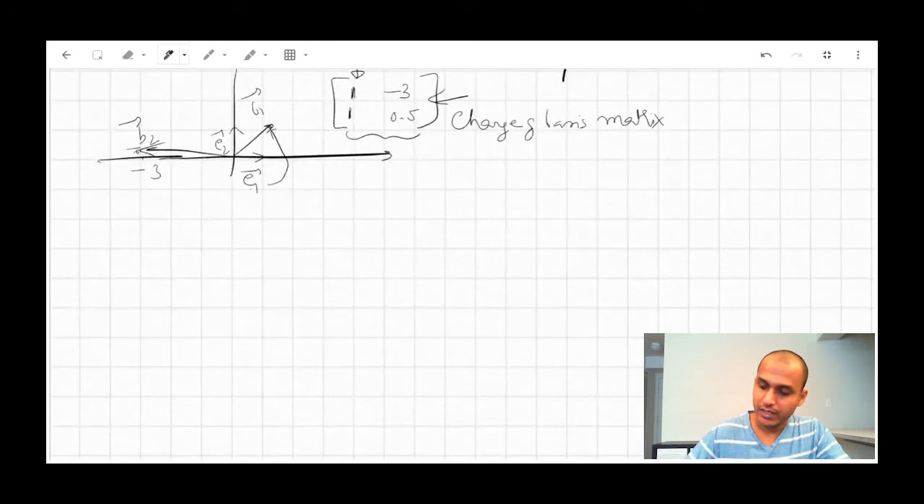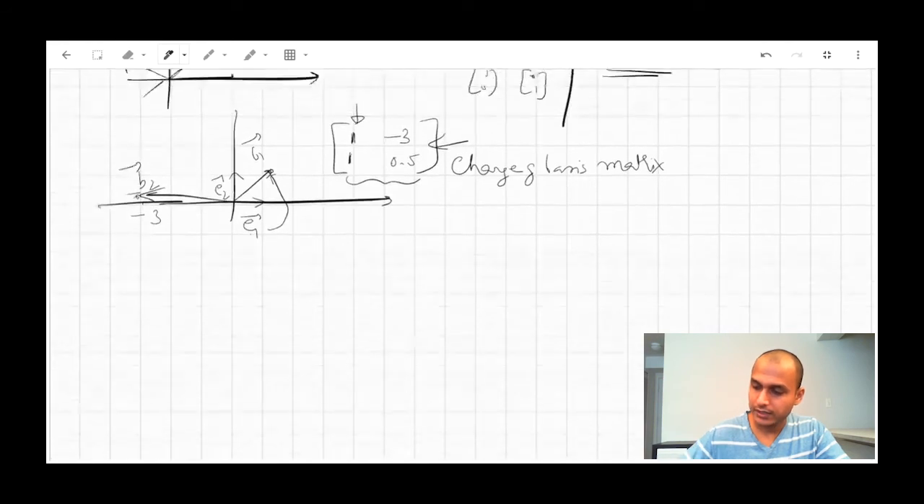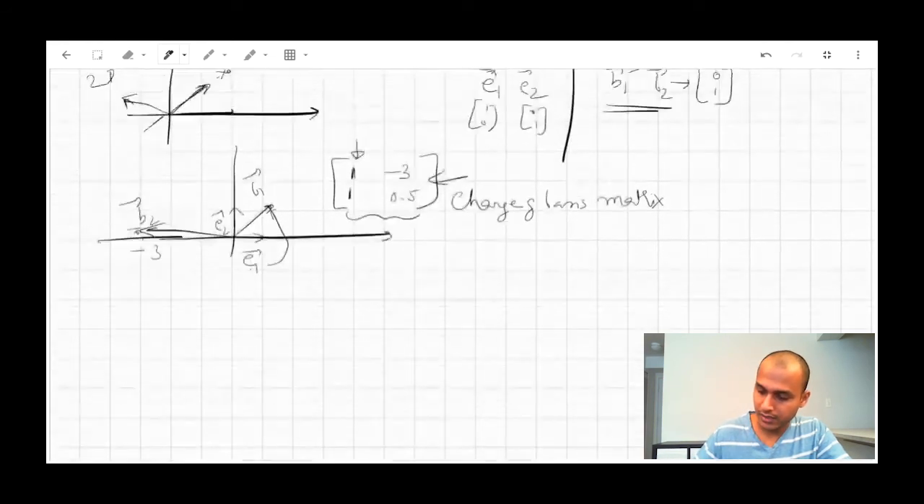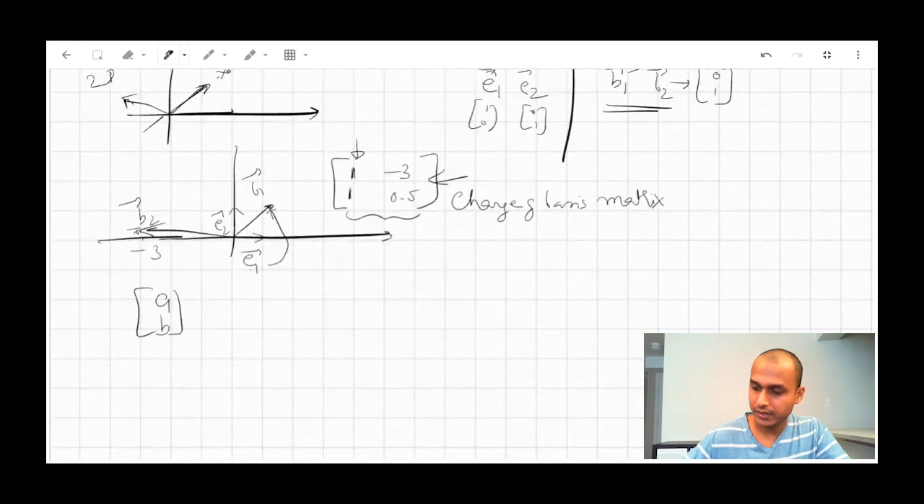Now, what can we do with this? Let's say there's a vector in the second system. Let's call that vector a and b, okay? If there's a vector in the second system, and I want to ask, okay, what is the vector in the first system?